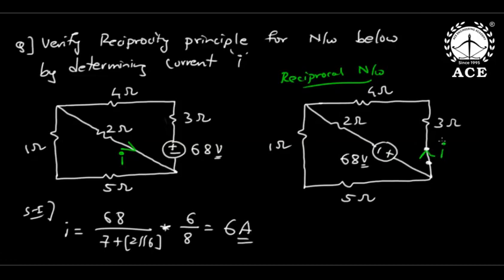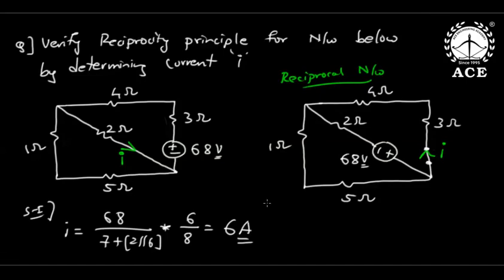See the difference, sir. Previously 68 volts is here and current is here. Now what am I trying to do? I put 68 volts here, and I am finding current I there. I am putting 68 volts here and finding current I there.